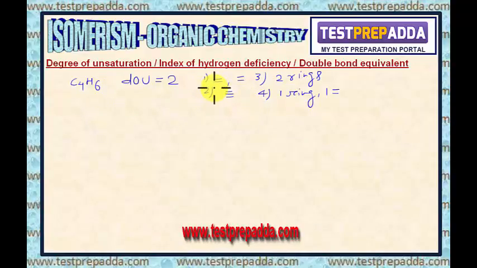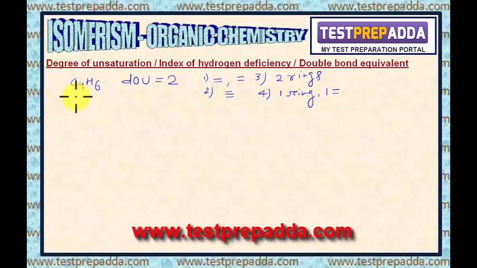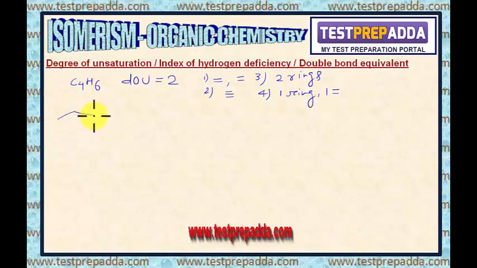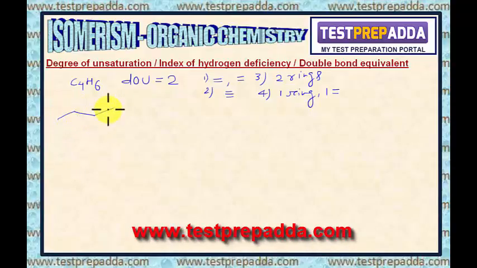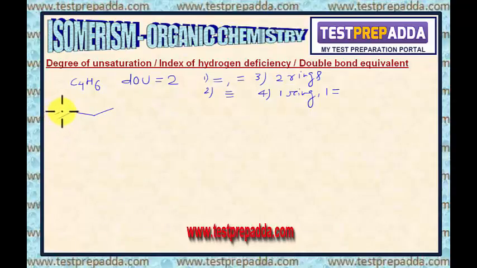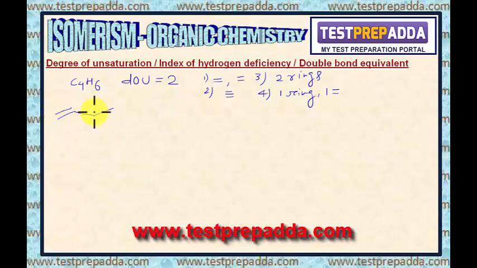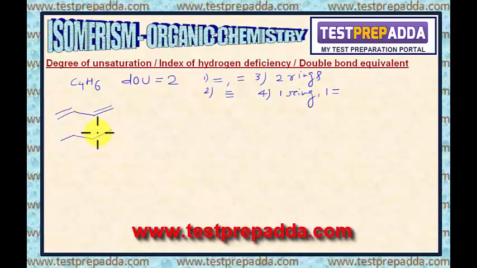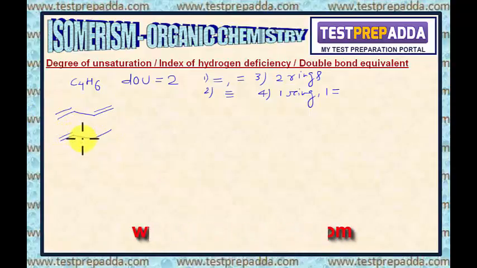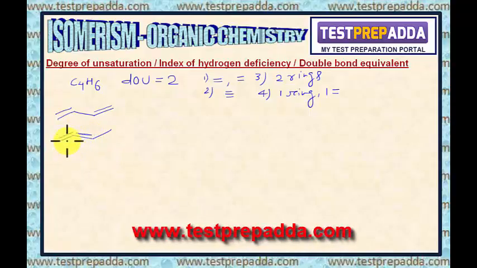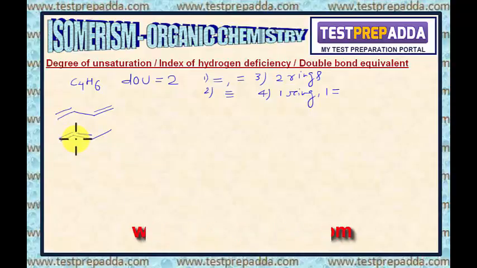First I'll write all possibilities with two double bonds. Since four carbon atoms are there, you can simply write one, two, three, four carbon atoms and two double bonds. I can place one double bond here, one double bond here. So conjugated double bonds. This is the first compound. Second possibility, I can place two double bonds adjacent. This is another possibility.